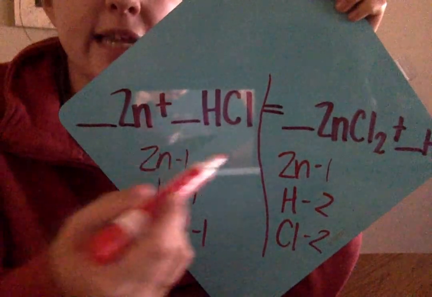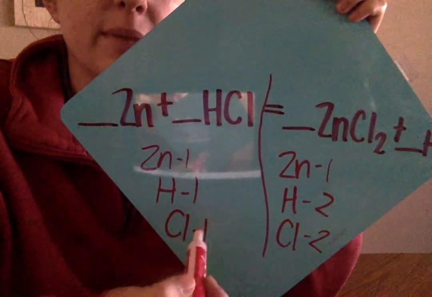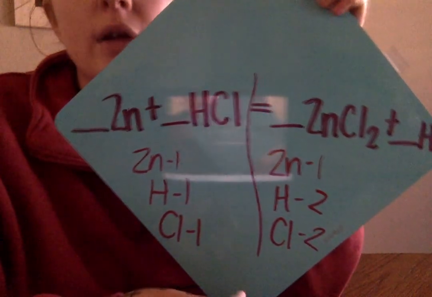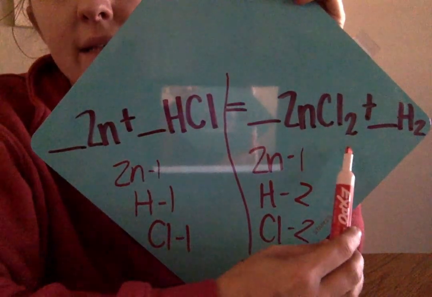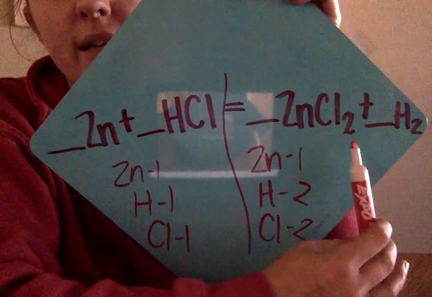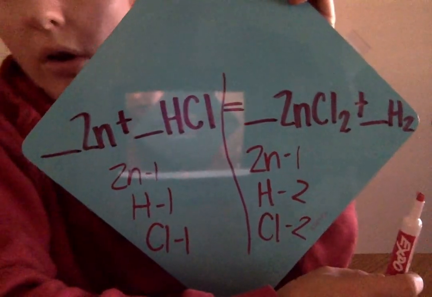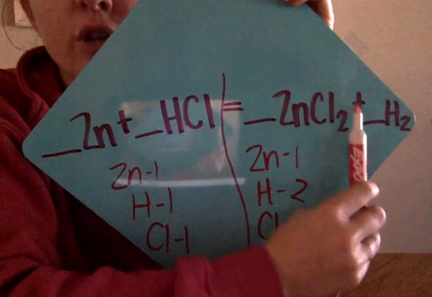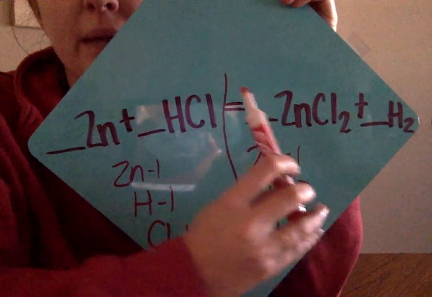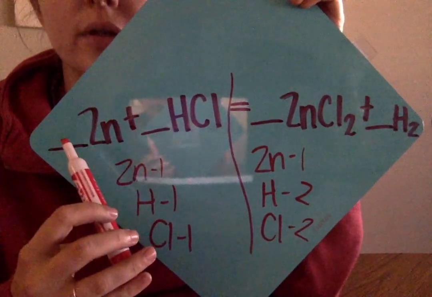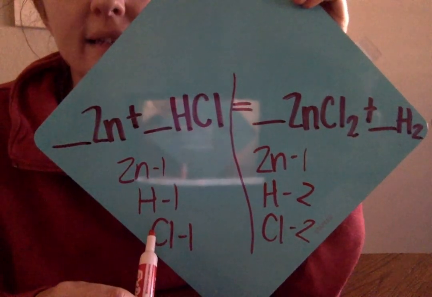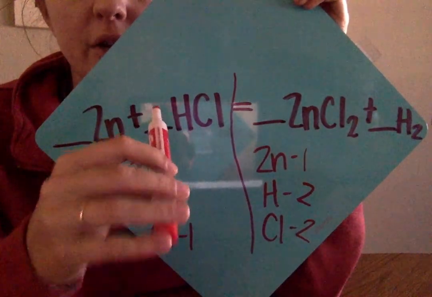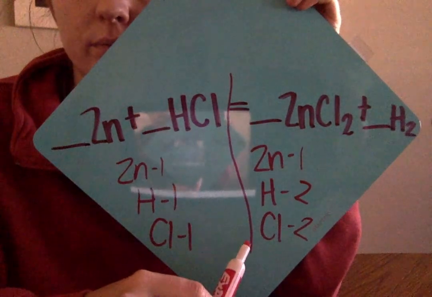So I've noticed that my zincs are okay. My hydrogens and my chlorines are both off by 1. Okay? So whenever I balance equations, it's not like I can just go and erase these subscripts. In fact, the golden rule tells me that I can't change subscripts at all. The only thing I can change are the coefficients that go in these blanks in front of the compound. So if I want 2 H's and 2 Cl's on my reactant side, what number can I put here to make them both equal 2?